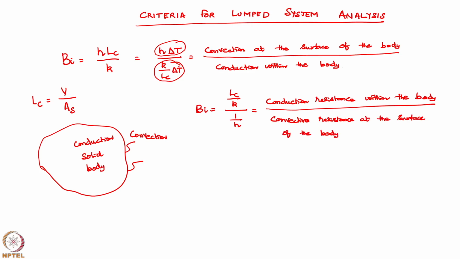So for the body to be lumped, Biot number ideally has to be 0. That means there should be no conductive resistance. Conductive resistance is 0. When can that be happening? When k is tending to infinity, that is infinite thermal conductivity. If there is no resistance for conduction, then the temperature is uniform everywhere. But practically it is considered that Biot number less than or equal to 0.1 is considered as a lumped body.